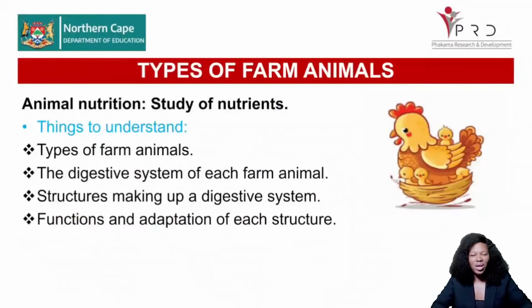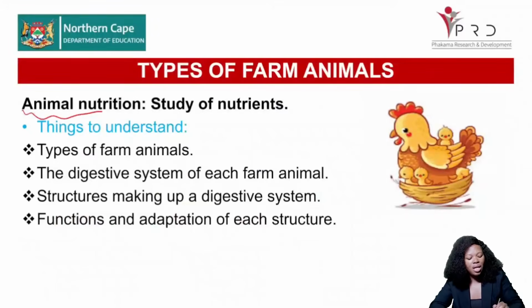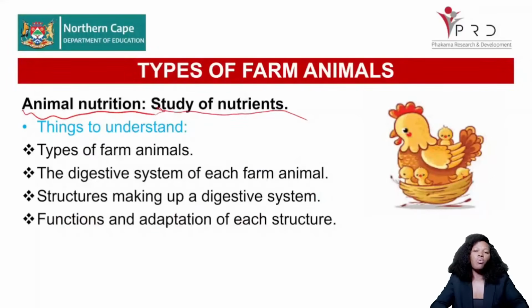Now, let me introduce and define what animal nutrition is for your better understanding. Animal nutrition is a study of nutrients. We are learning more about how nutrients are digested and absorbed by different farm animals.